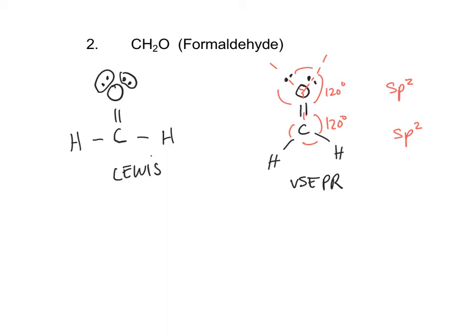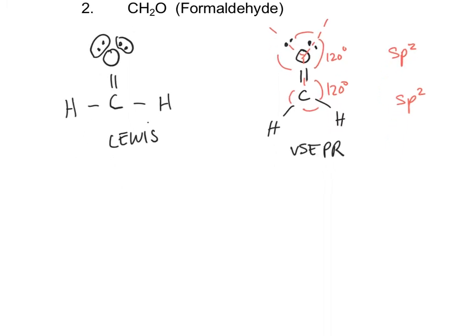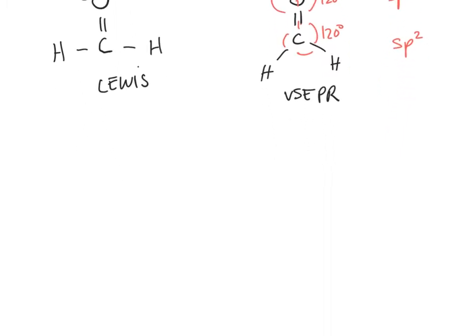Okay, and I think that's it for the VSEPR structure. Next step is to draw the sigma framework. You can do it either way, but sometimes it's better to have a vision of where you're headed before you get there.